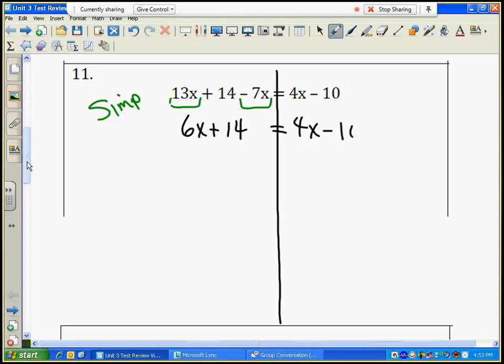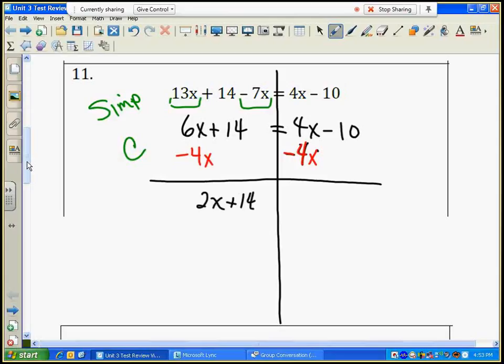Now you'll notice that on both sides of the equation here, I've got an x, so I need to collect them. Right, so here's my c. I'm going to go ahead and subtract a 4x from both sides, which will allow me to still maintain a positive coefficient. Okay, now let's solve.